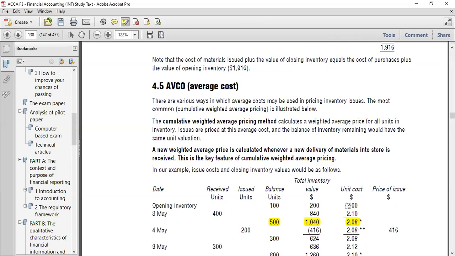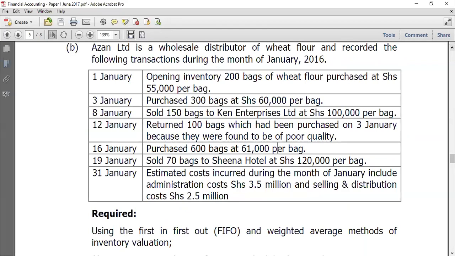So we are no longer looking at this came in first, this came in last. Ours is now to use the 2.08. Let's see this with our question here, so that we are able to get the principle even better. I think the other side may want to confuse you, but I want you to observe something here. They are telling us that Azan Limited is a wholesale distributor of wheat flour and recorded the following transactions during the month of January 2016.